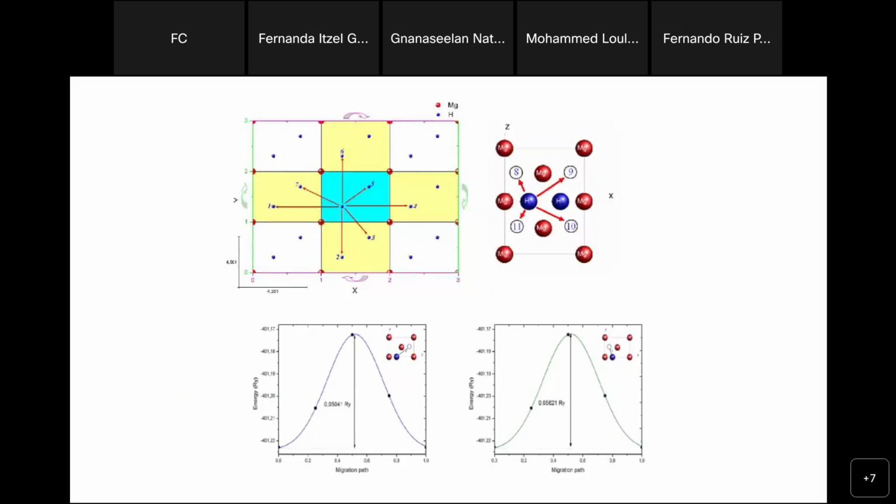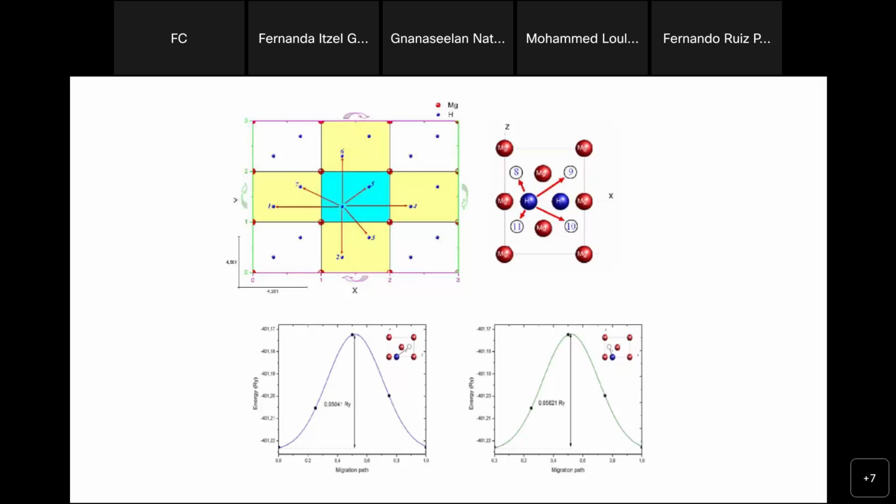Different pathways the hydrogen can take are represented in this figure. We can see that in the plane of the structure, the hydrogen has 7 different pathways, while in the interparallel planes there are 4 pathways. And from the study of kinetic Monte Carlo, we mentioned that the hydrogen prefers to move in the plane rather than in between interparallel planes.